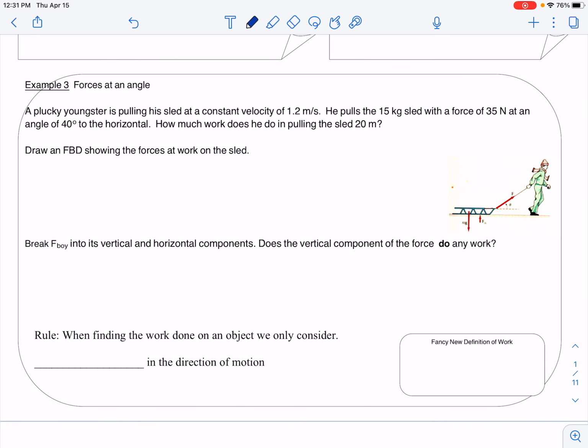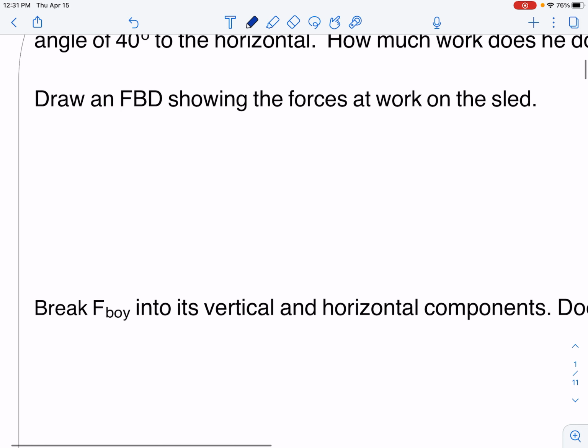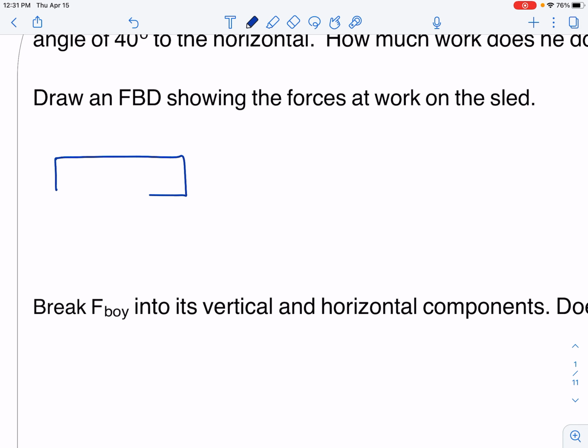All right, let's get a little more complex here. We now have a force acting at an angle. He is pulling his sled at a constant velocity of 1.2 meters per second, pulling a 15-kilogram sled with a force of 35 newtons at a 40-degree angle to horizontal. How much work is he doing to pull it 20 meters? Again, it helps to draw our free body diagram. We've got friction.